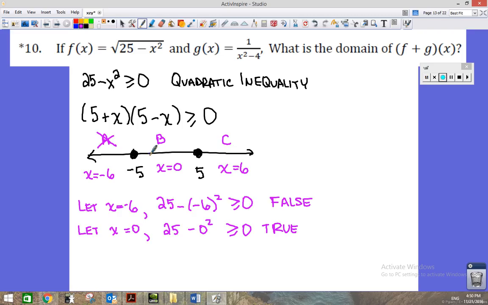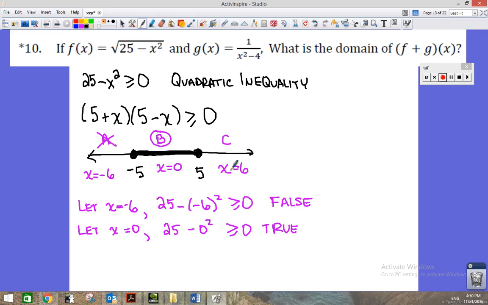And it turns out that any point that I pick in region B will be a true statement, so I'm going to keep that in my solution set, which means it's going to be in the domain of f. All of the numbers that are between -5 and +5, if we plug them in, we'll get 0 or a positive number to take the square root of.